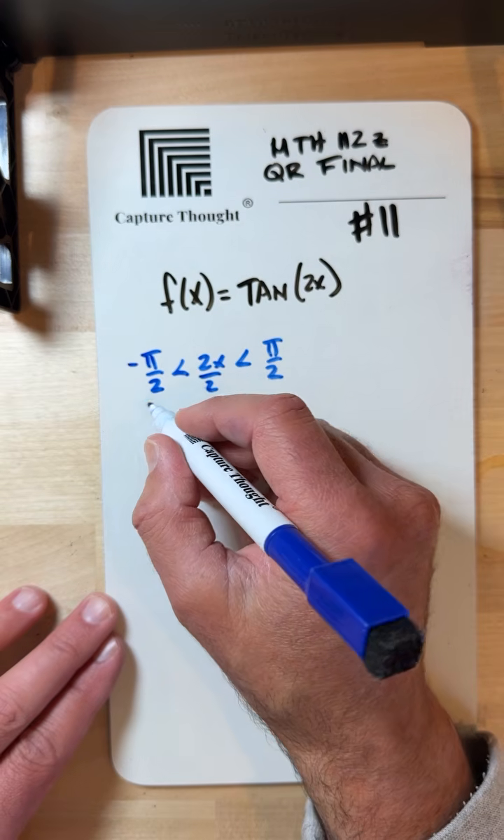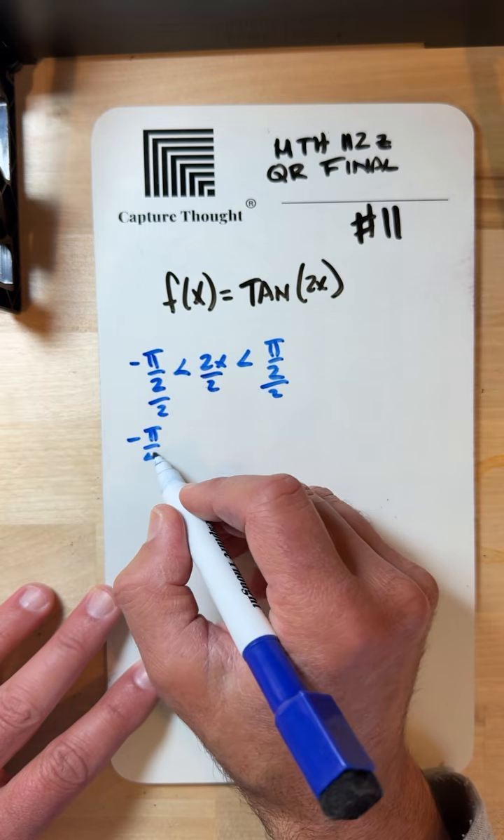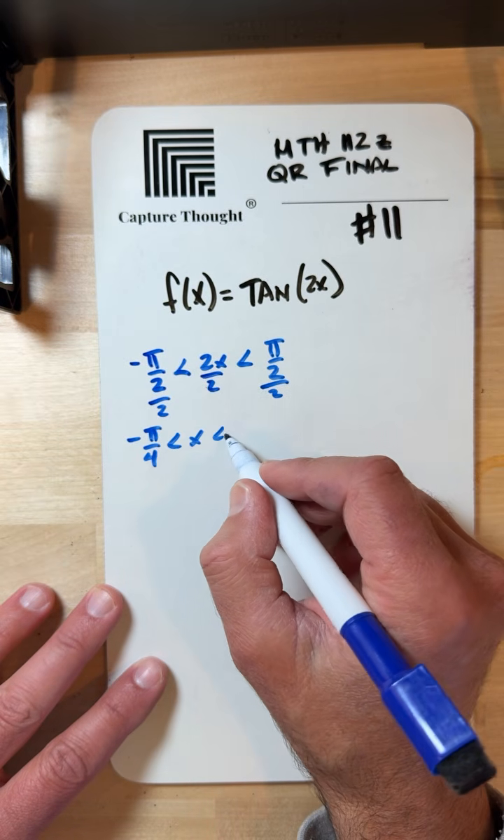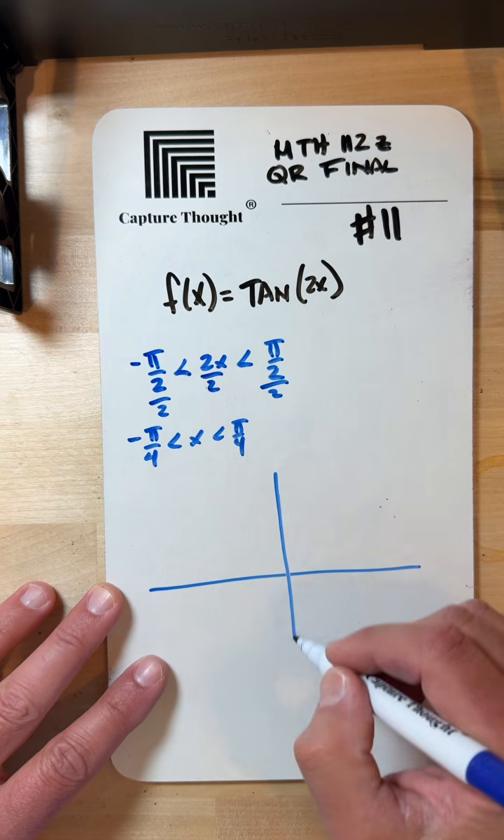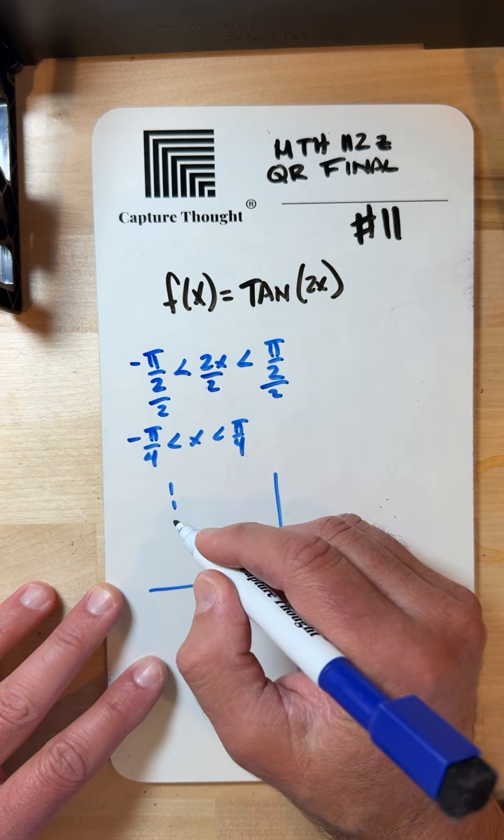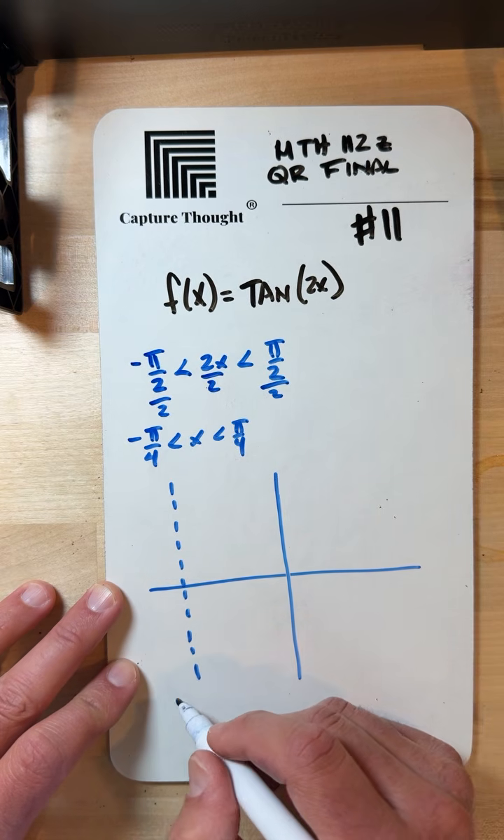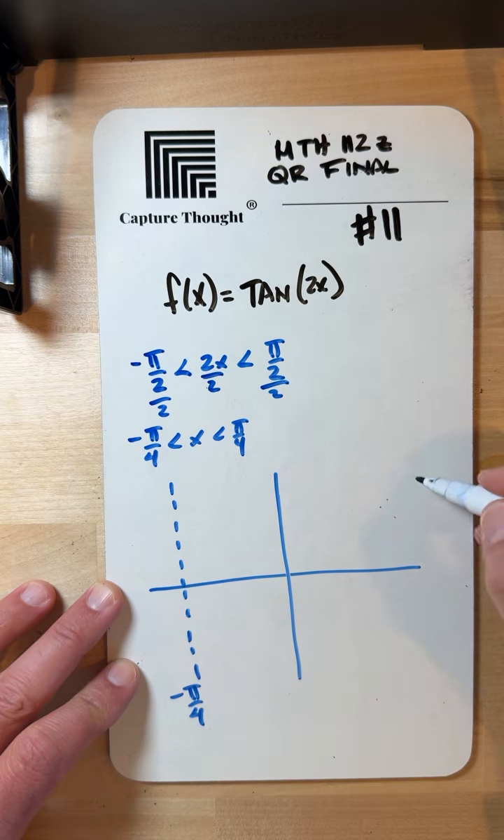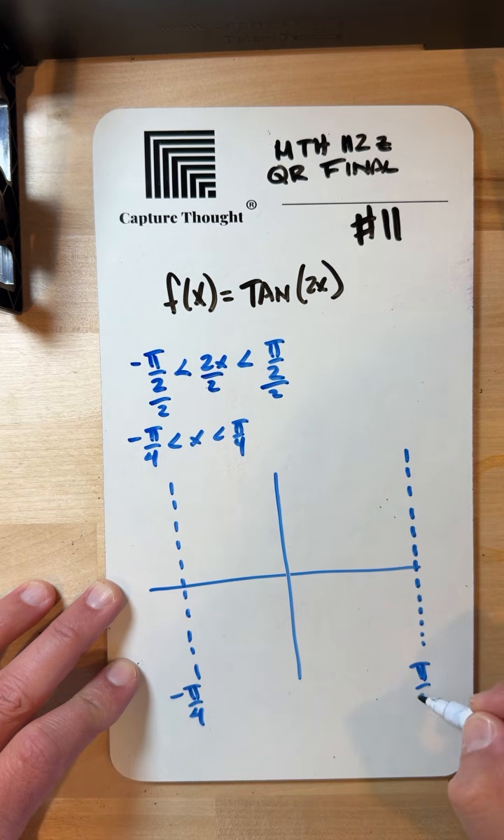So divide by 2, solve for x. So I'm going to get negative pi over 4 less than x less than pi over 4. So that right there is your first step, okay? So I'm going to call this my vertical asymptote on the left, and that's going to be at negative pi over 4. And then I'm going to call this one my vertical asymptote on the right and call that positive pi over 4.